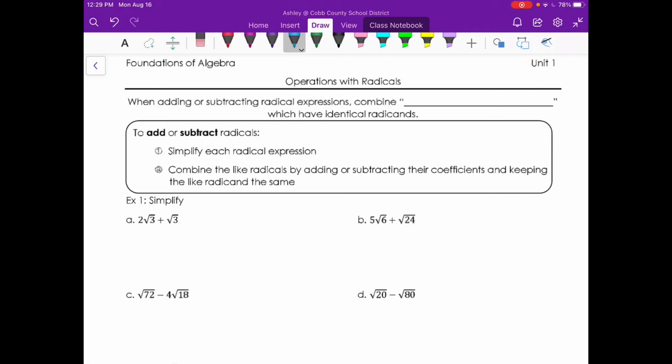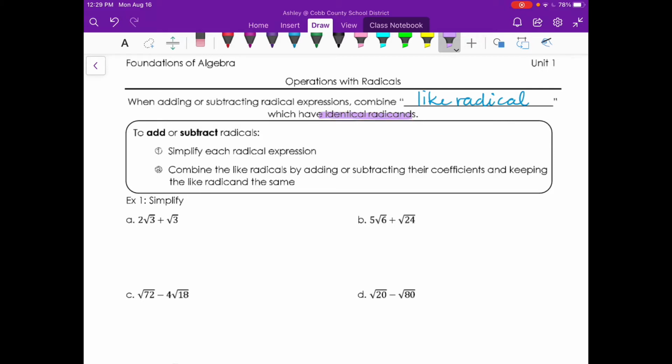In this lesson, we're going to be adding and subtracting radical expressions. In order to add or subtract radical expressions, you have to have like radicals. And that means that they have identical radicands. The numbers inside the radicals will match.